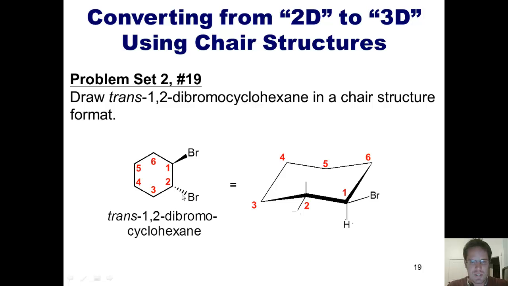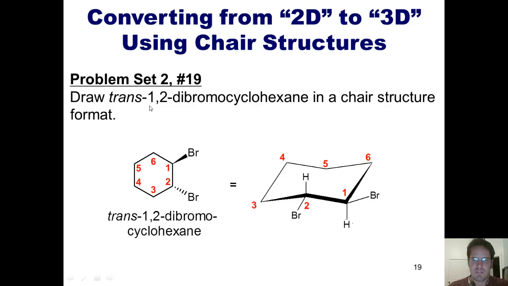Now let's look at this bromine. You'll notice that it's attached to a dashed bond, which indicates that it's going down. It's attached to carbon 2. So which bond is going down on carbon 2? Is it the axial or is it the equatorial? Well, of course, the axial is going up and the equatorial is going down. Hence, the bromine had better be on the equatorial position going down and the axial going up.